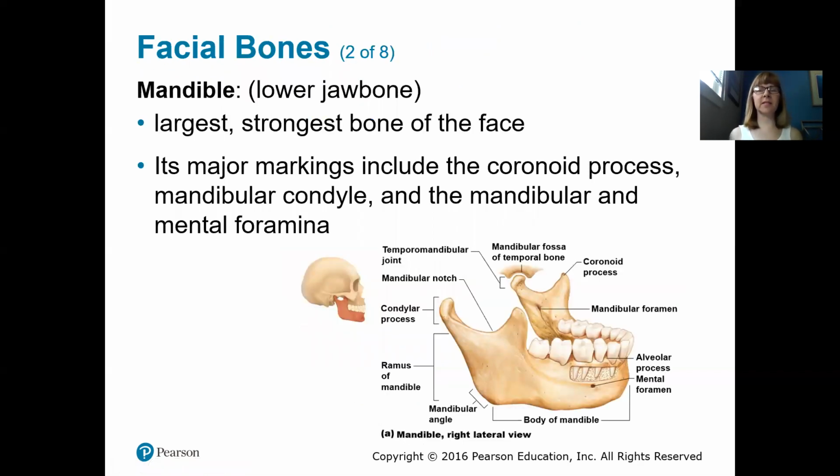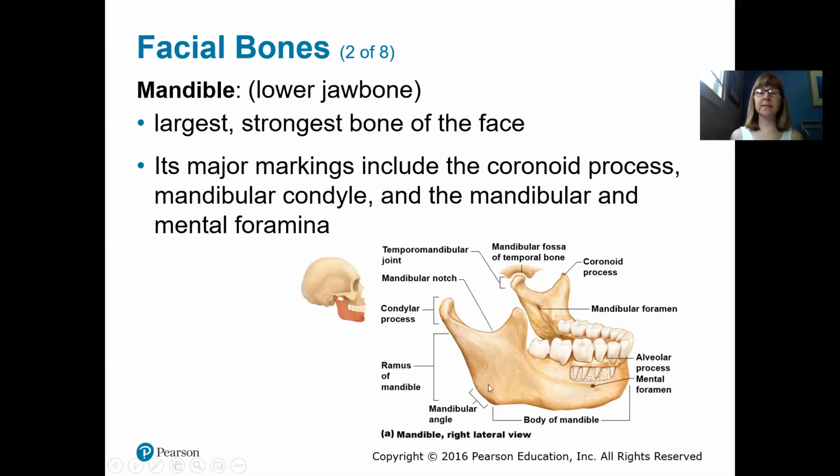The mandible is definitely the strongest bone in your face. That's holding your lower jaw. It's really responsible for a lot of chewing. It's got a lot of muscle attachment, so that's why it's so strong. And some major markings on this one that you want to memorize.